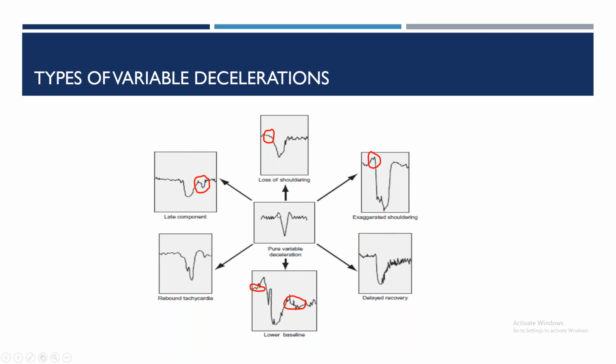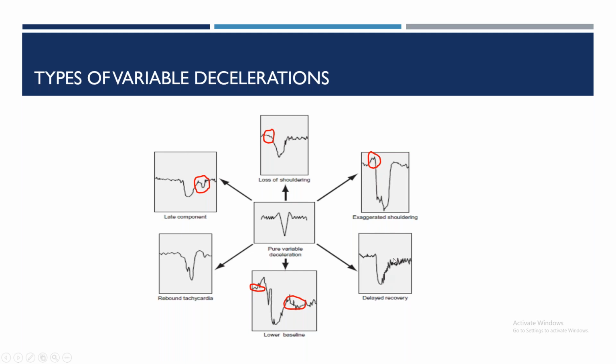That means just a small increase in the heart rate before the start of deceleration. It is called shouldering, and also at the end. Okay, so here you can see there is loss of shouldering. There is no shouldering before the starting of deceleration. So it is a concerning characteristic. Exaggerated shouldering. Here you can see the response is more. Okay, so it is exaggerated shouldering.